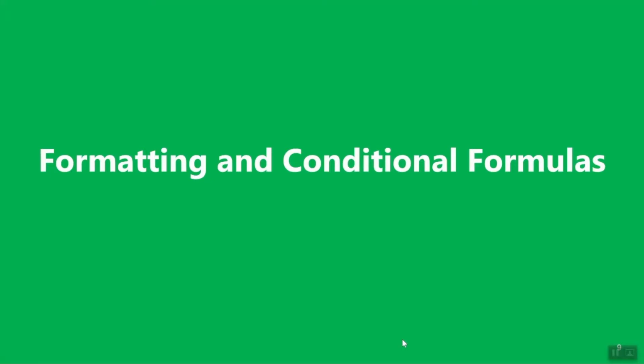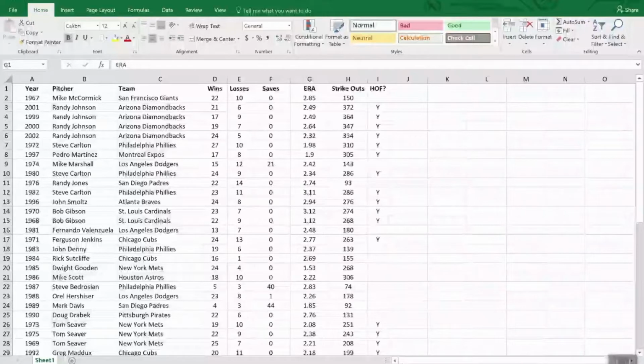Our next topic is formatting and conditional formatting. We've already seen how to format numbers. Now we're going to see how we can use formatting to highlight cell values and formula results, making for quicker analysis and drawing of conclusions. So let's revisit our list of Cy Young Award winners, and let's have ERA, any ERA lower than 2 show up highlighted in red. So you want to select the entire data range first.